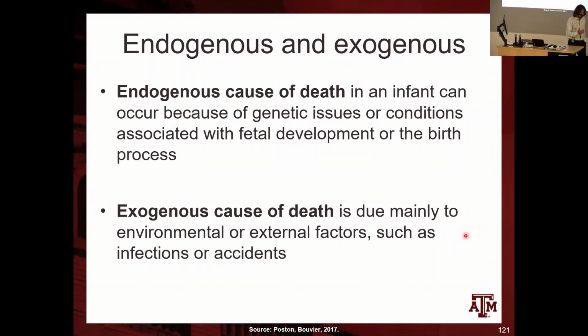And the same thing that we did for the Hispanic Paradox discussion and for the racial crossover, here we try to understand what are the reasons why these babies are dying at such young ages. And in this case, it's going to be clear about the endogenous and exogenous causes of death. Endogenous causes of death in an infant can occur because of genetic issues or conditions associated with fetal development or the birth process. Exogenous causes of death is due mainly to environmental external causes, such as infections or accidents after the baby is born, is exposed to these infections, and then the baby dies. Endogenous causes are more related to genetic issues and to conditions related to fetal development.